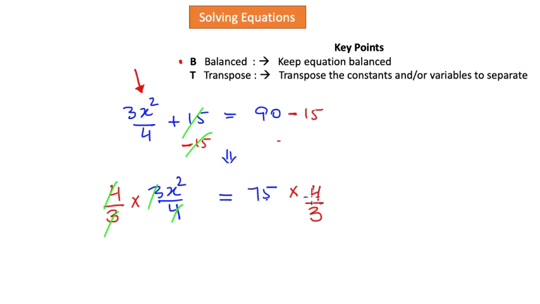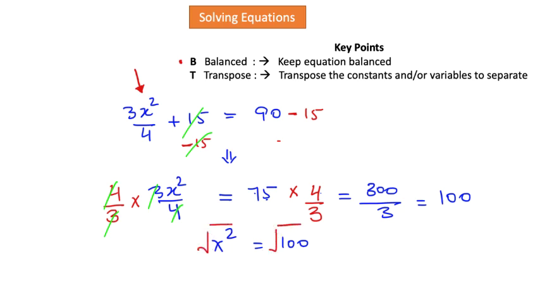And when you solve this mathematics on the right hand side, it gives you 75 times 4, which is 300, divided by 3, and that is equal to 100. Or you can say that x squared is equal to 100. So now you have to take a square root on both sides, performing another operation, keeping balanced, and this gives you a solution of x is equal to 10. And this is your unique solution of this equation that we discussed here.